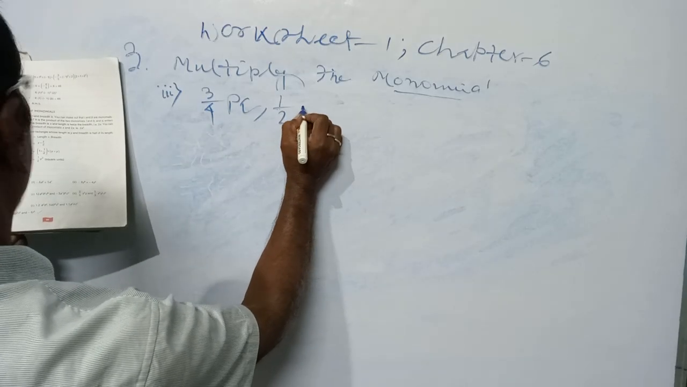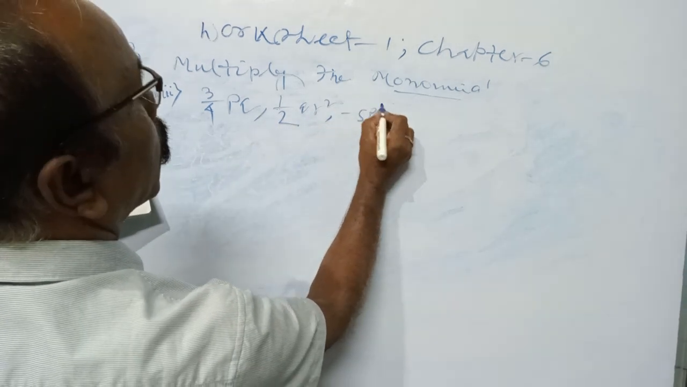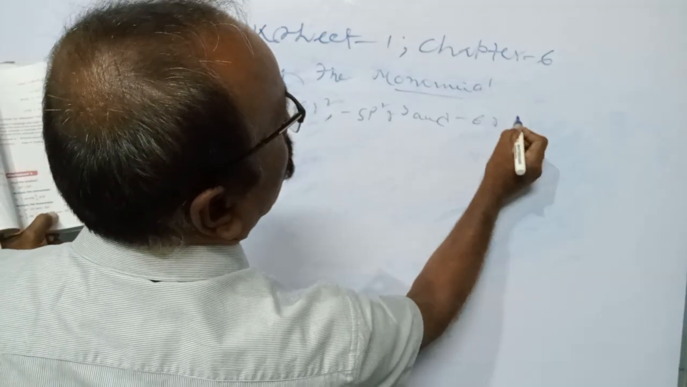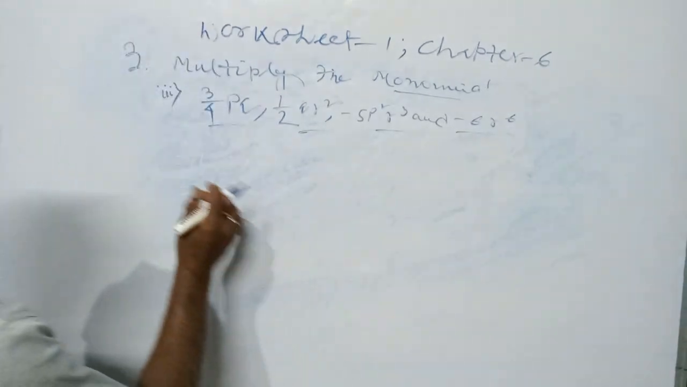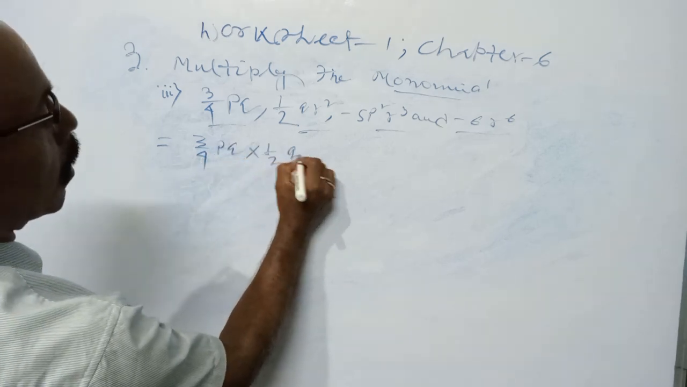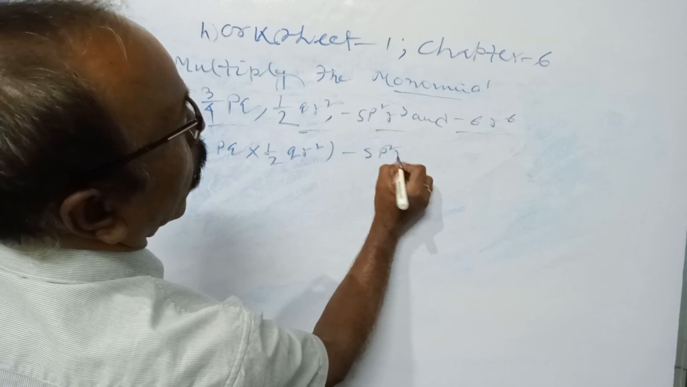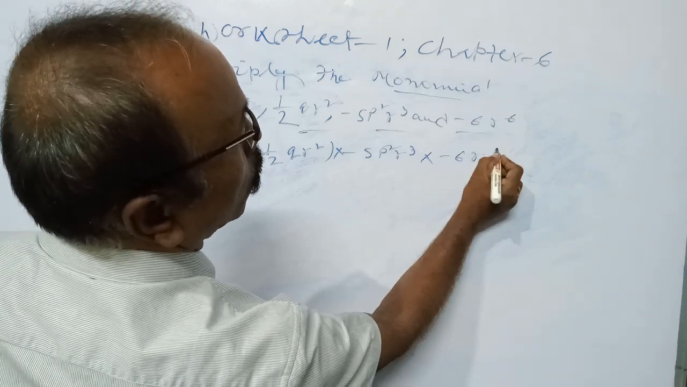Question 3. You see, 3 by 4 PQ, next 1 by 2 QR square, next minus 5 P square RQ, and minus 6 R to the power 6. My dear student, these are monomials. Am I clear? This is equal to 3 by 4 PQ into 1 by 2 QR square. Am I clear? Minus 5 P square RQ. This is also multiplication, into minus 6 R to the power 6.